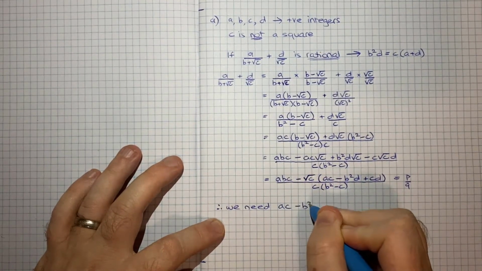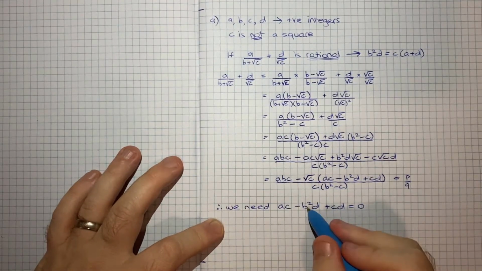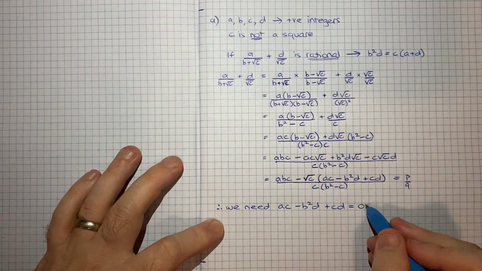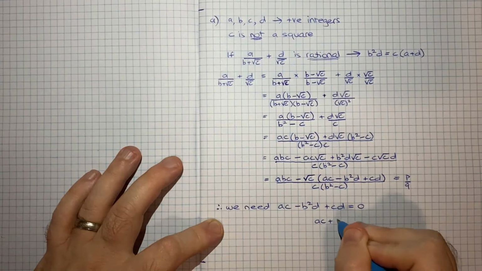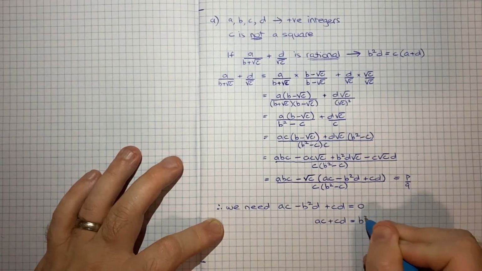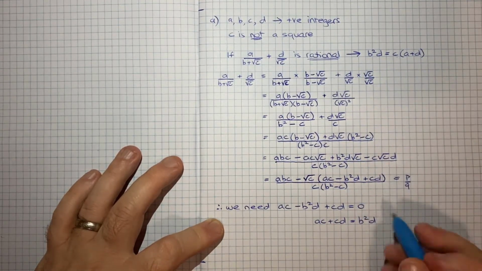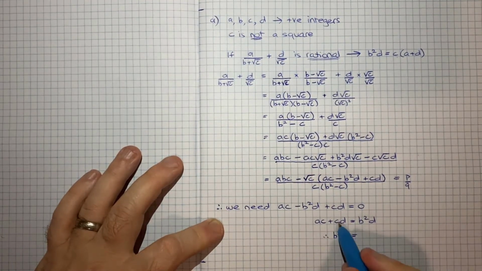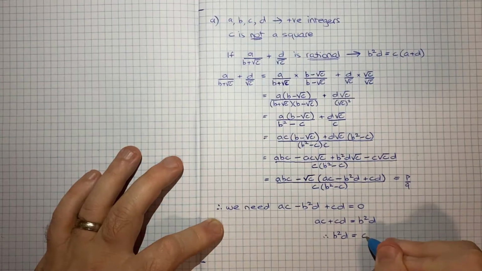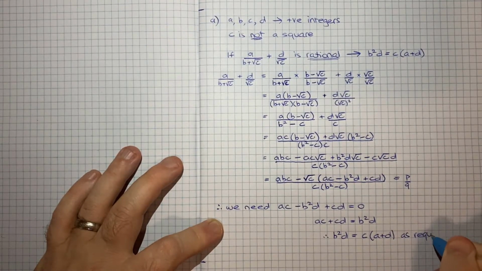ac minus b squared d plus cd equals 0. So if I bring this over, we'd get ac plus cd equals b squared d, and we're getting pretty close, and maybe I'll just flip these around to make it in the exact format we need. So we get, therefore, b squared d is equal to, and here I'll just factor out our c, and we're left with a plus d, and that's exactly what we needed. Sonic boom!